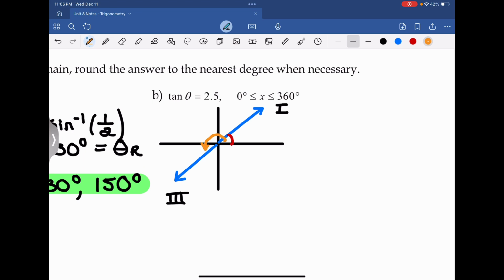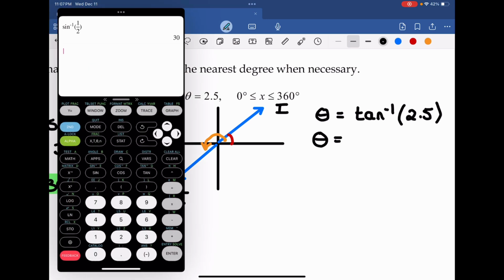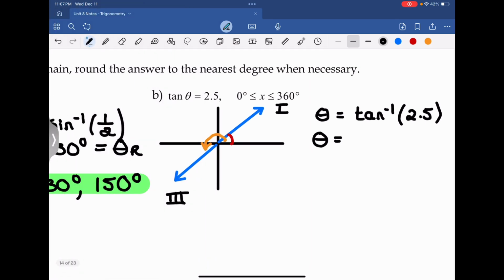Our second theta, which we're going to outline in orange, is if we rotate all the way around from the positive x-axis over. Now, to figure out this first angle, we're just going to go theta is equal to tan inverse of 2.5. And because it's already positive, we don't need to worry about writing the absolute value. Let's type this into the calculator, second tan, or shift tan, 2.5, close the bracket, enter, and I end up getting that this is 68.19, or to the nearest degree, 68 degrees.